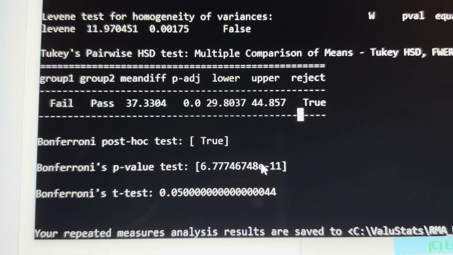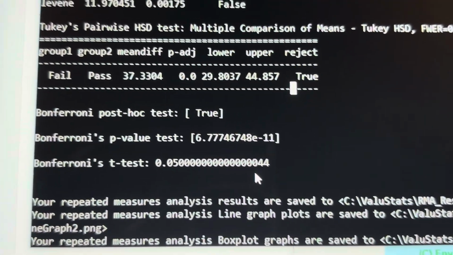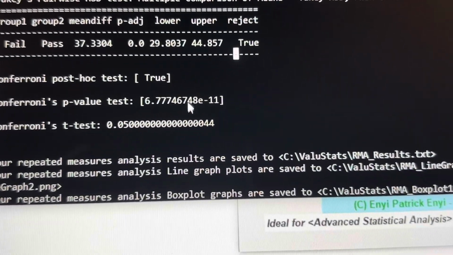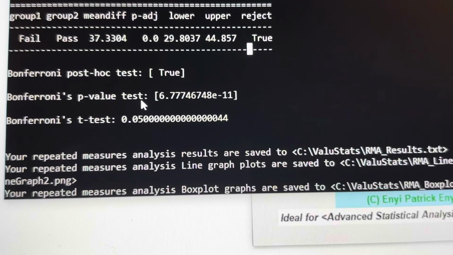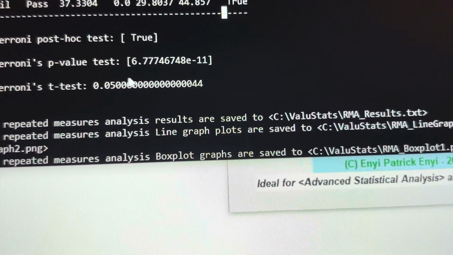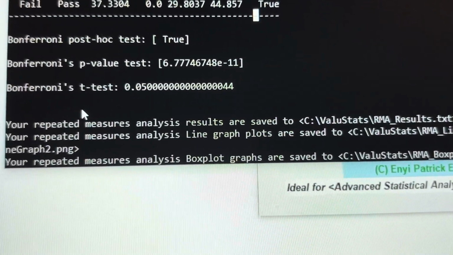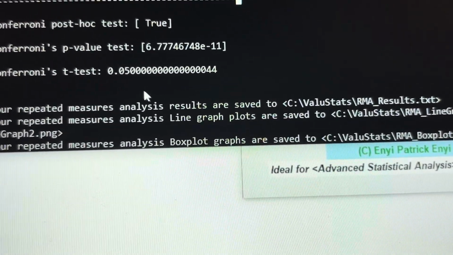And then when we now come to the other one, we have the Bonferroni post hoc. It says true also. And then Bonferroni p-value is this one too. And then Bonferroni's t-test is this.